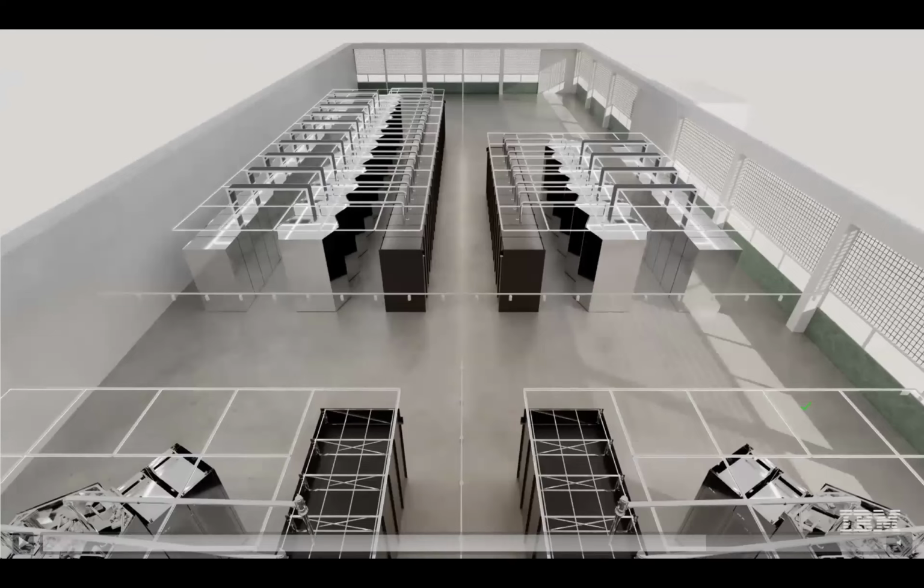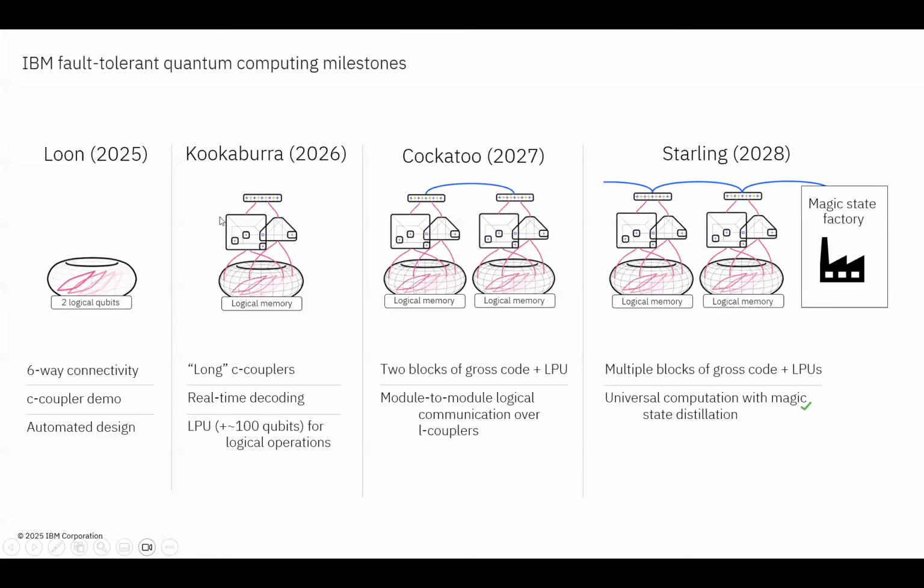So I will just jump for a second here. This is the roadmap for how we want to achieve this system in 2029, incorporated inside our data center in Poughkeepsie.